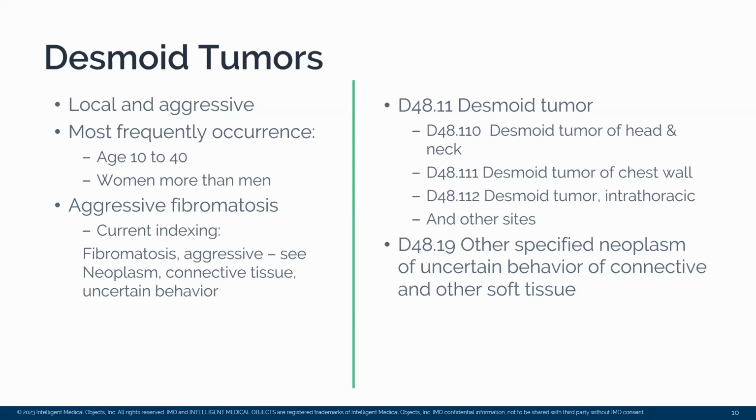I did want to point out desmoid tumor is also known as aggressive fibromatosis, and the indexing for aggressive fibromatosis directs you to code D48.1, but you have to know that it's a synonym to correctly assign it to a desmoid tumor. Right now, there's not an inclusion note in the index, and IMO has asked the committee to consider whether they would add that in.